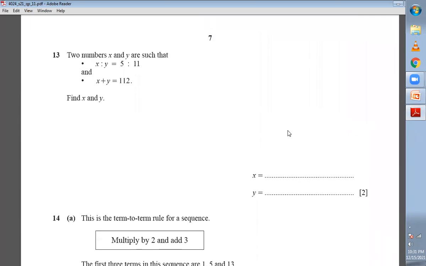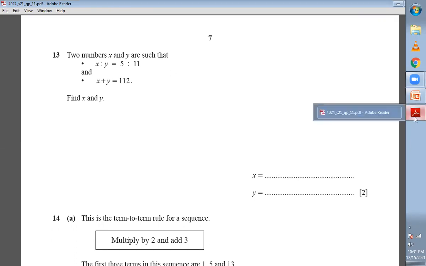It says that 2 numbers, X and Y, are such that the ratio X to Y is 5:11, and X plus Y is equal to 1:2. You see, it's a very simple question, and the topic is simultaneous equations. One equation is X plus Y equals 1:2. The other one is X divided by Y equals 5/11. From here, I will get the value of X in terms of Y, and I will substitute that value here in place of X.